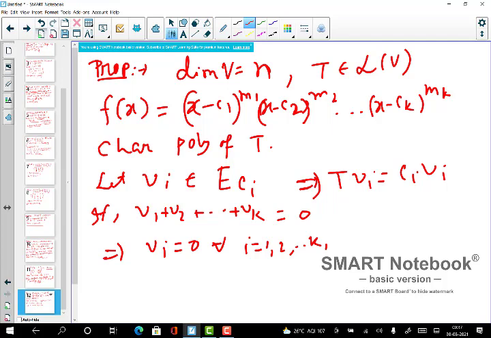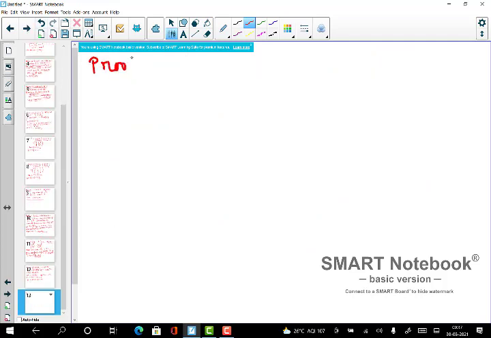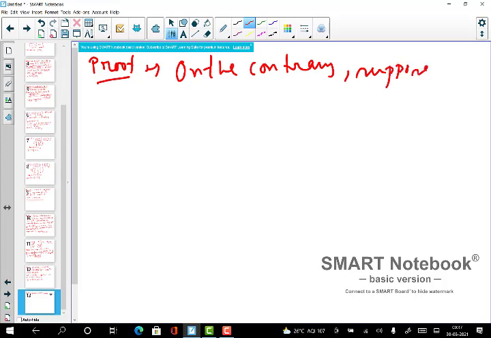So how do we do the proof? Proof of this theorem. Let us assume, on the contrary, that not all vi's are 0. Suppose some vi's are 0, and some vi's are obviously non-zero.